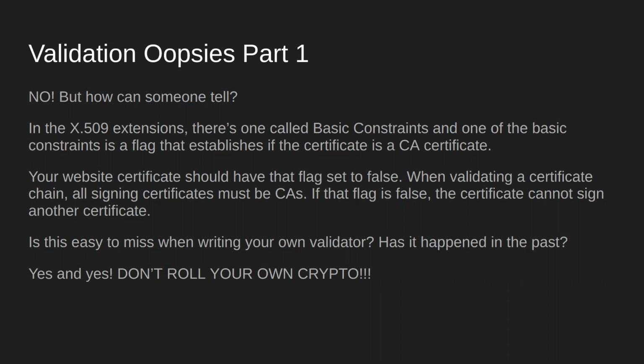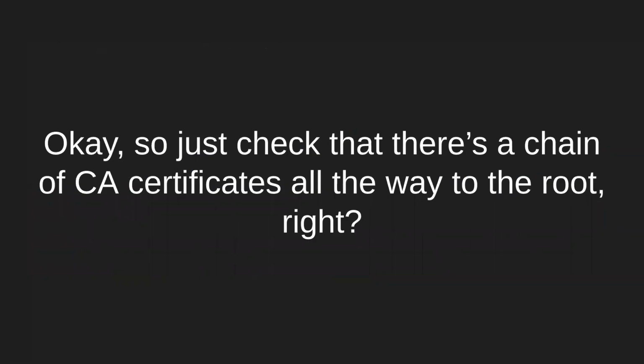And when you validate certificates, you have to check that the flag is true whenever you're looking at a certificate authority certificate. And there have been cases in the past where the validators didn't do that, which essentially breaks TLS. So don't do it yourself. Use an established library. Don't roll your own crypto. So you just do that. So if you check if it's a certificate authority and that it's a valid chain, you're good, right?